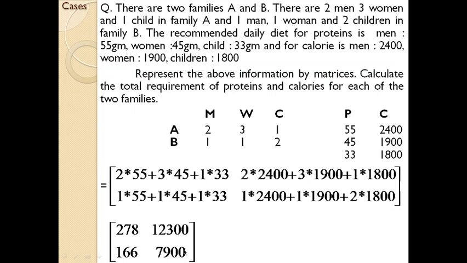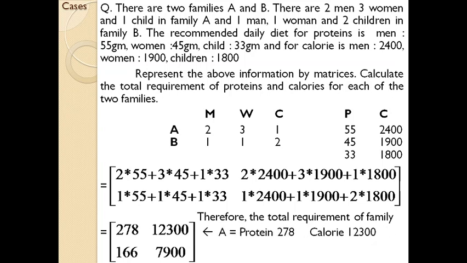So what does this represent? It represents the total requirement of protein as well as calorie of both the families. See, for A, 278 represents the protein requirement of all the members of that family, and 12,300 represents the calorie requirement of all the members of the family. Then how did you find this? This one is protein and this one is calories, and these two amounts represent family A. See, in the first matrix here the rows represent A and B, the two families. But in the second matrix, the first column represents protein, the second column represents calories.